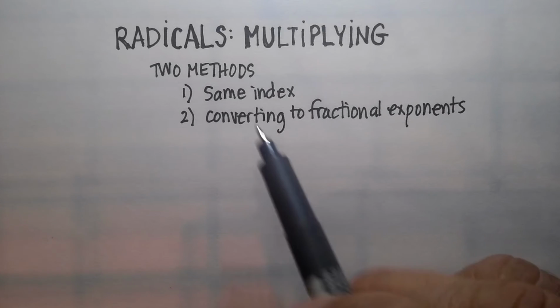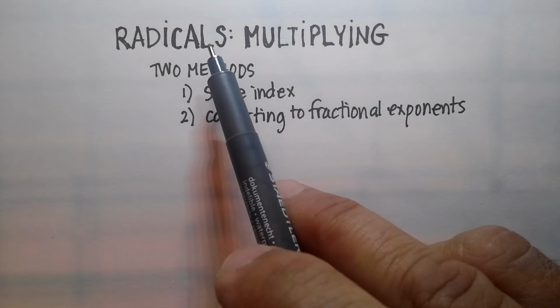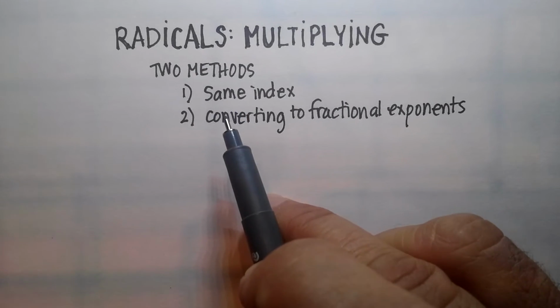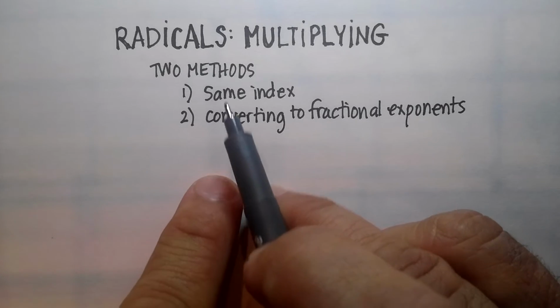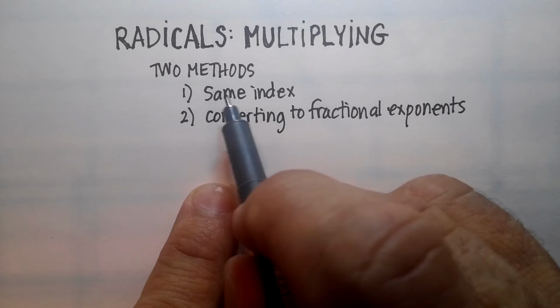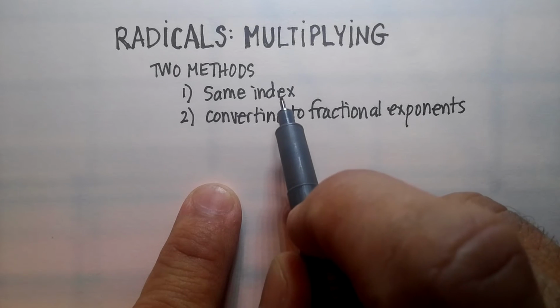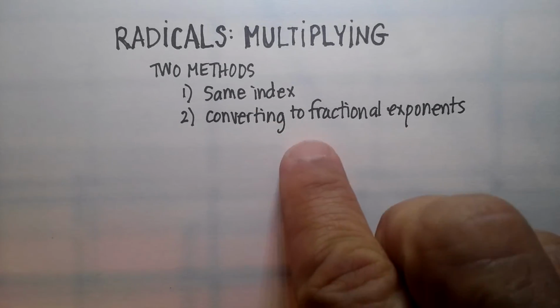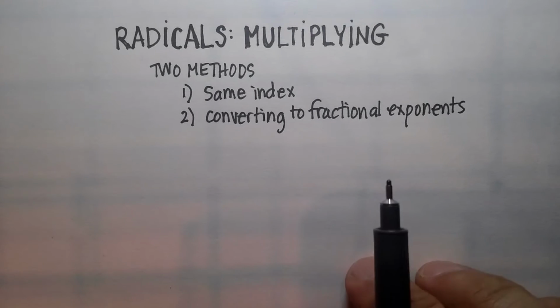Okay, in this video, we're going to go over how do you multiply radicals. And specifically, we're going to look at two methods. There's actually a couple of other instances that we could look at too, but in this video, I'm just going to go over multiplying radicals that have the same index, and then multiplying those same radicals when you convert them to fractional exponents. I'm going to show you how that works.